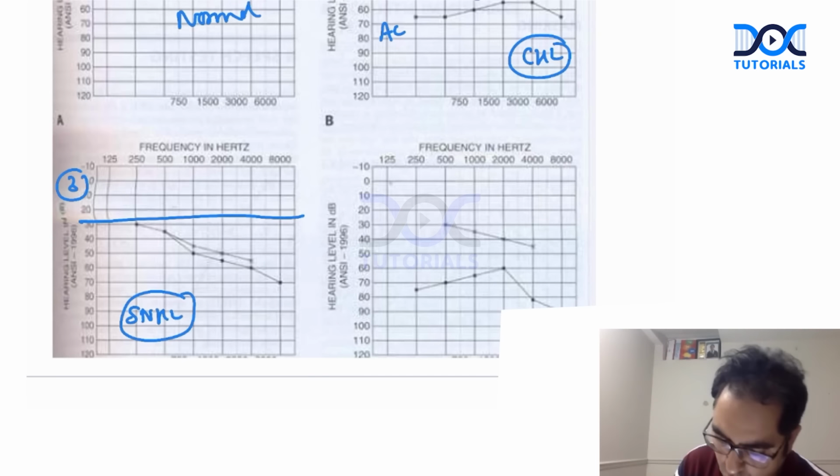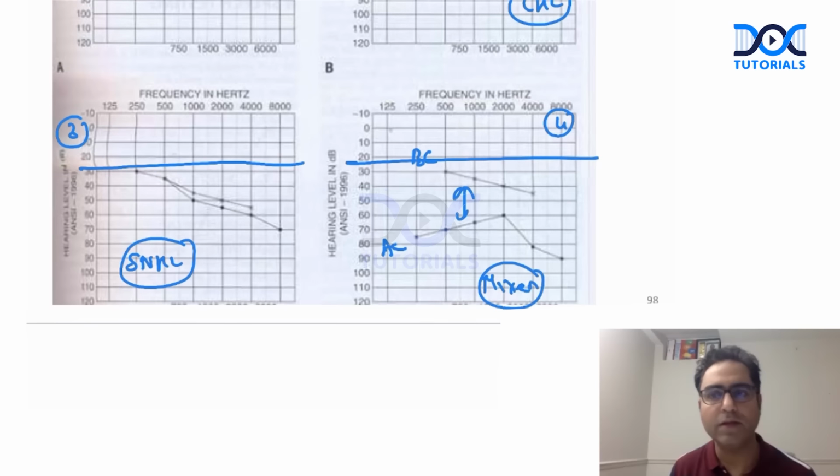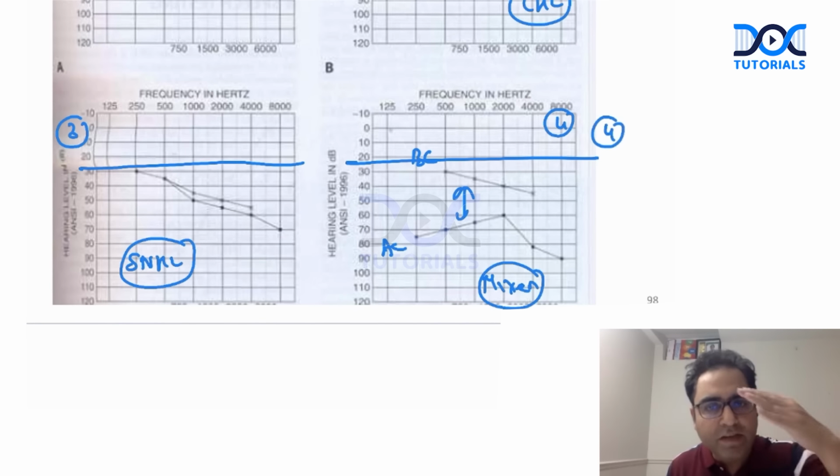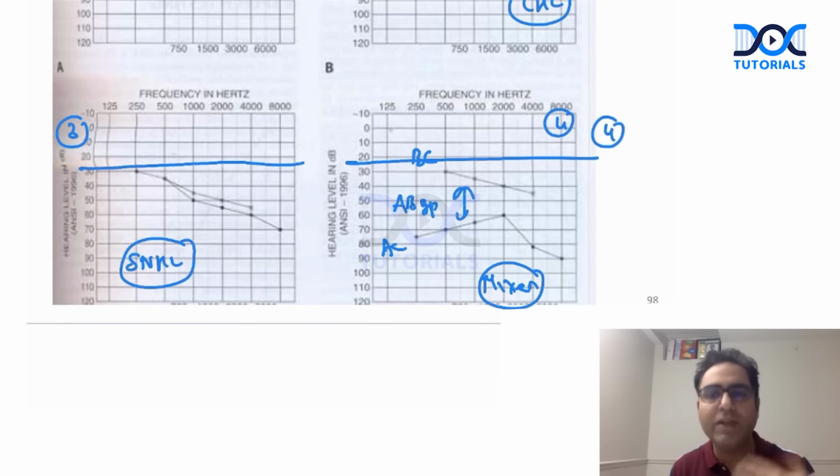SNHL. Number 4, please see. This is BC, AC. Both are poor with an AB gap. This is mixed hearing loss. Can you see? In the fourth one, both BC and AC are poor, but there is an AB gap also. So when both AC and BC are poor with an AB gap, it's a case of mixed hearing loss.